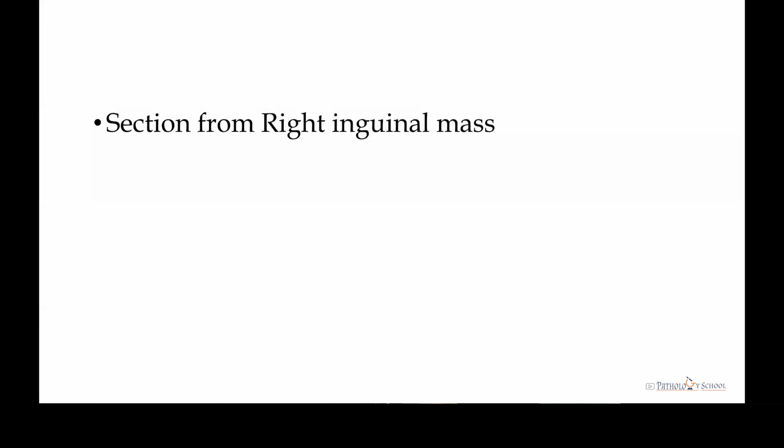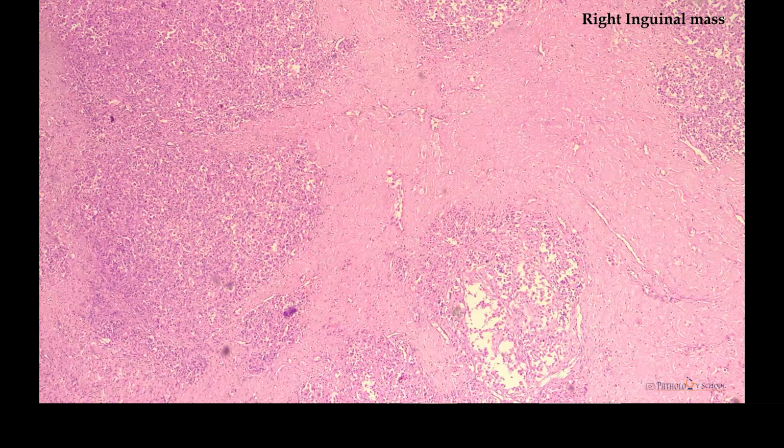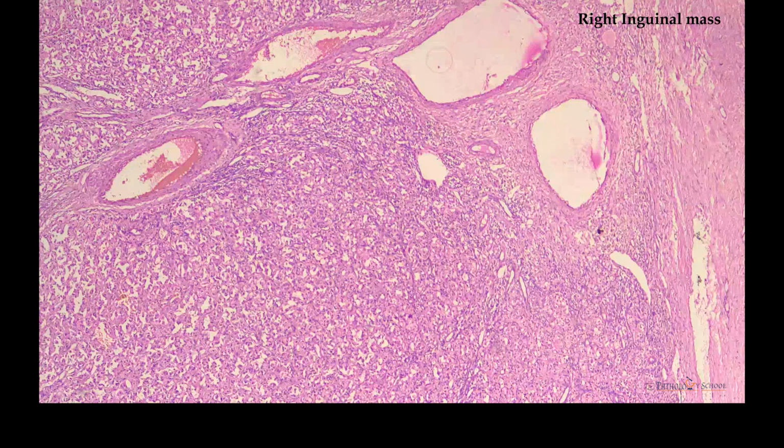Ma'am, we will be discussing the right inguinal mass with 8 slides. Sure. So in this section from the right inguinal mass, we could see a tumor with a very pink appearance, with focal fibrous septa in between. The tumor cells were arranged in sheets and nests. Next. The tumor cells arranged in sheets with the fibrous tissue at the periphery and dilated vascular channels.